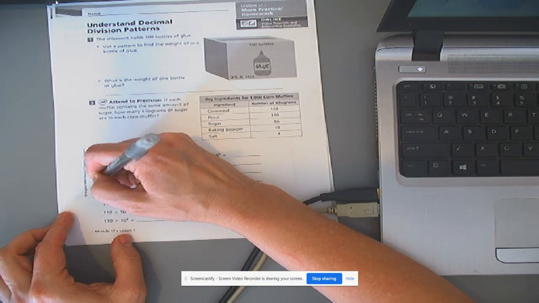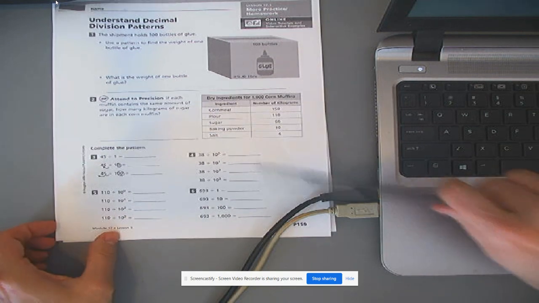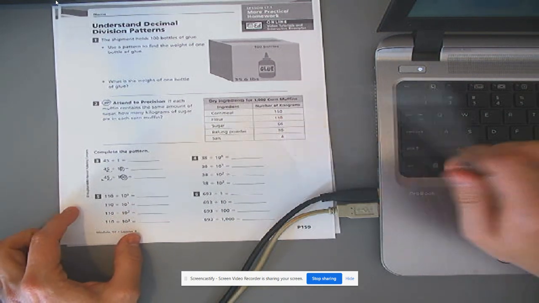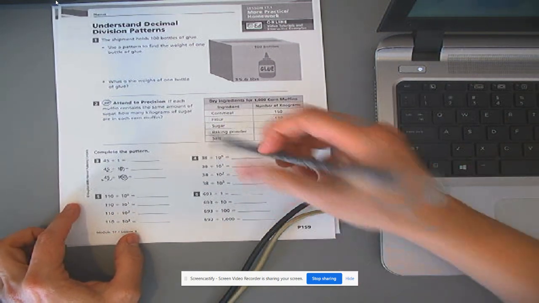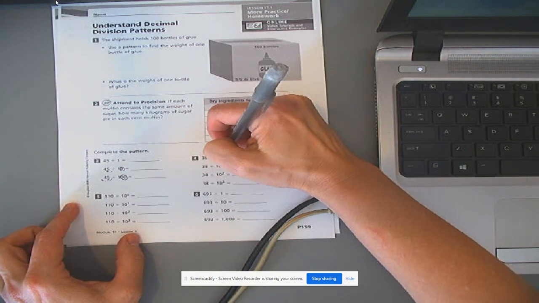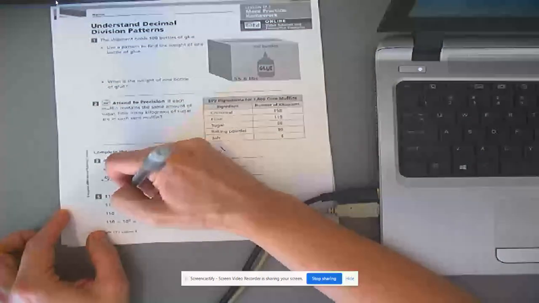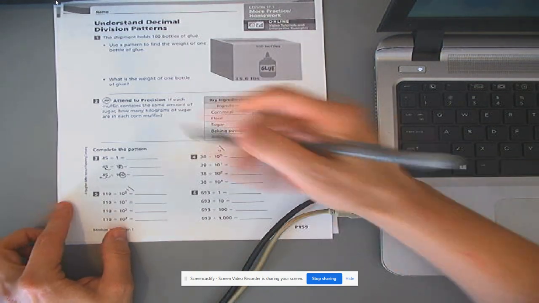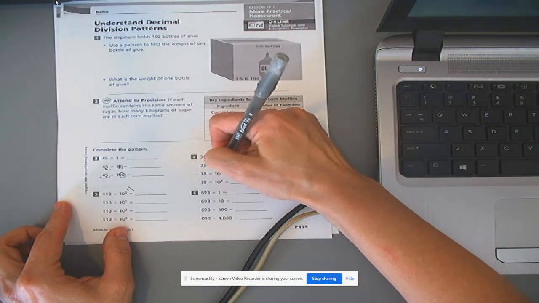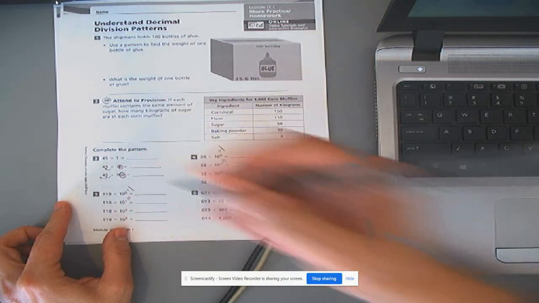How are we going to move it? 2 times. Okay, and remember 10 to the 0 power is what? 10 to the 0 power is 1. Okay, 10 to the 0 power is 1. 10 to the first power is 10. Okay.